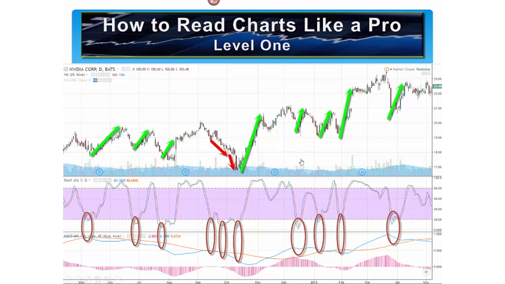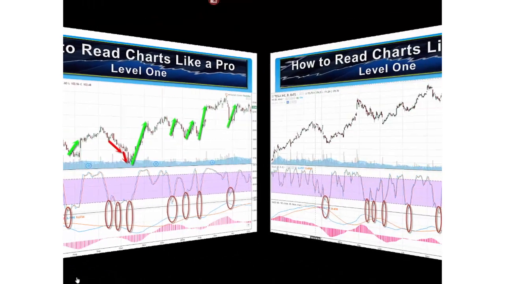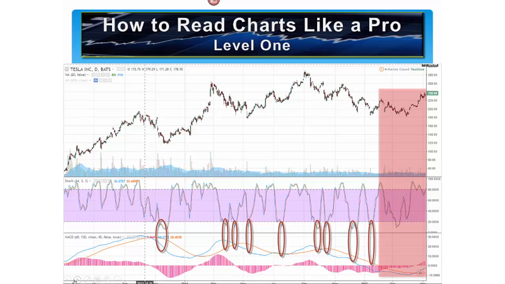Okay, so that's the stochastics MACD system. And again, we're not interested in this area off to the right side of the chart because even though we get some stochastic signals over there, our MACD has now fallen. Our signal line has fallen below zero. Not interested. Don't even look at that. Move on to another stock.